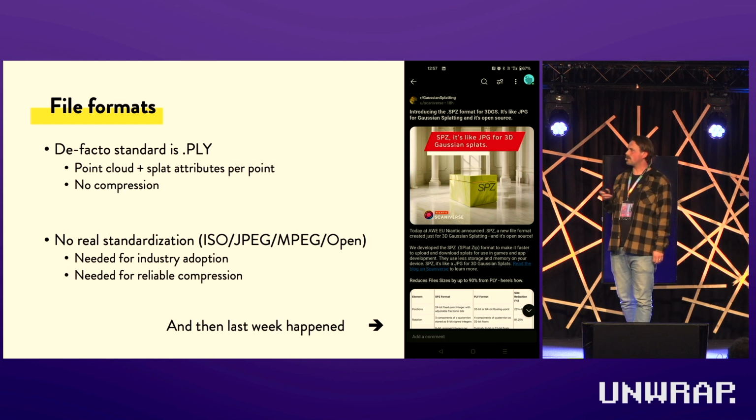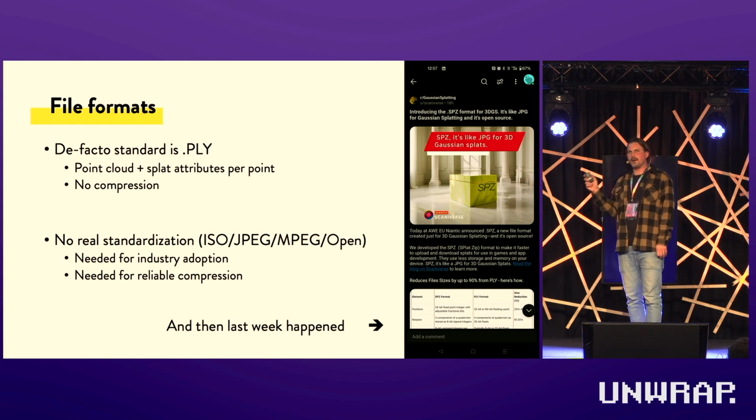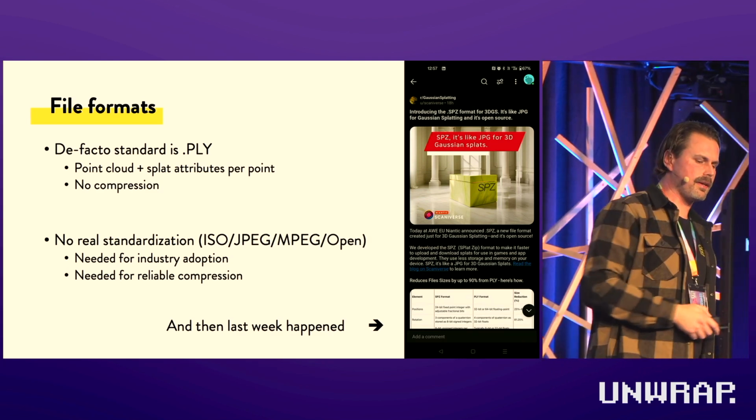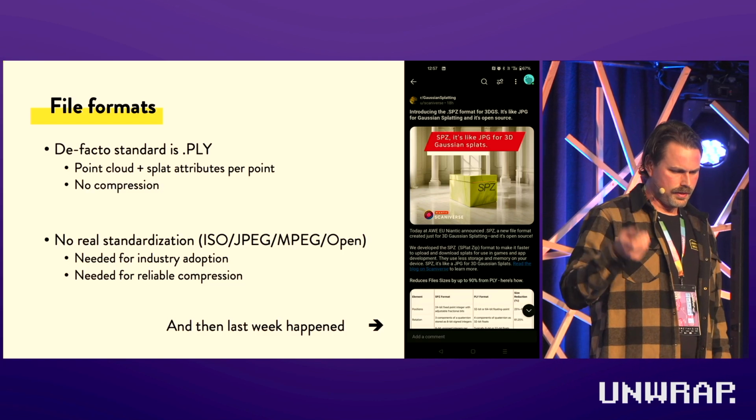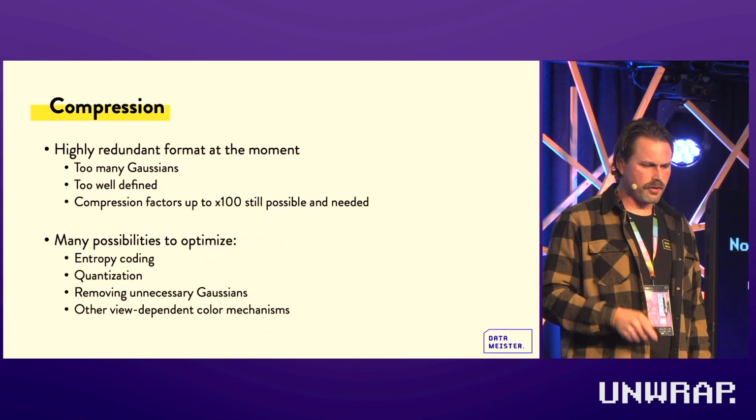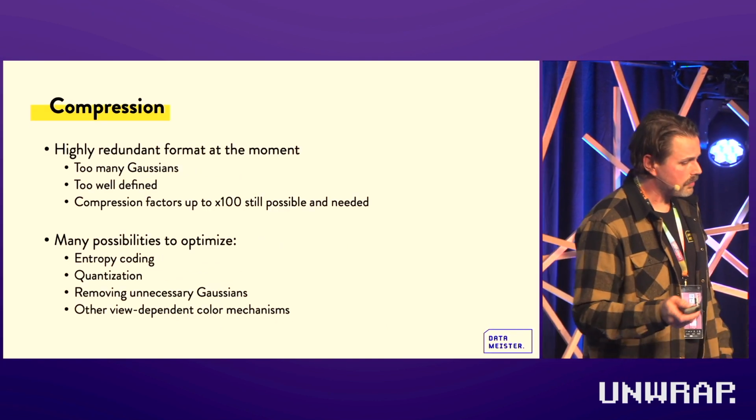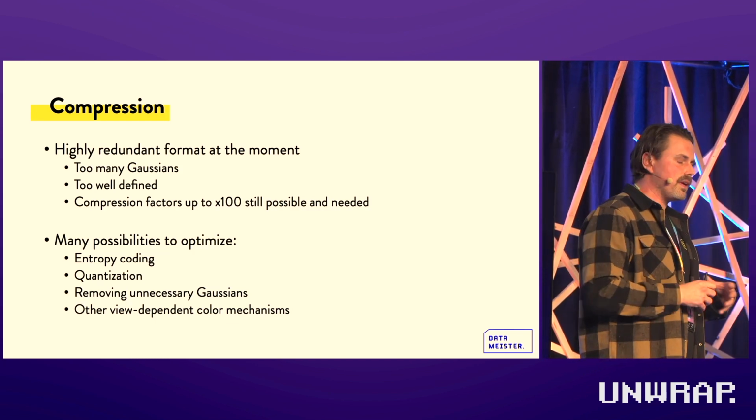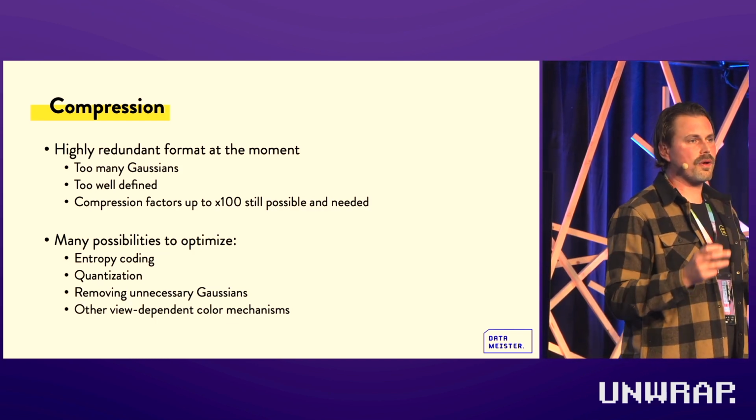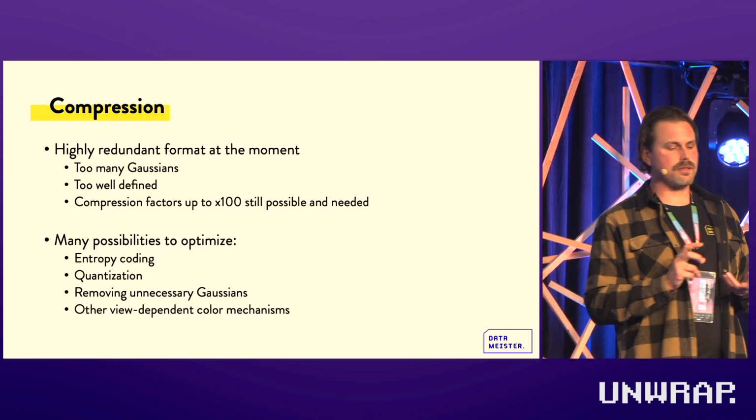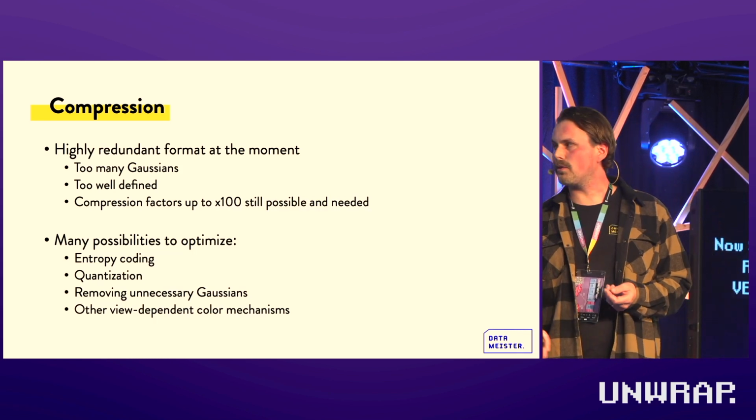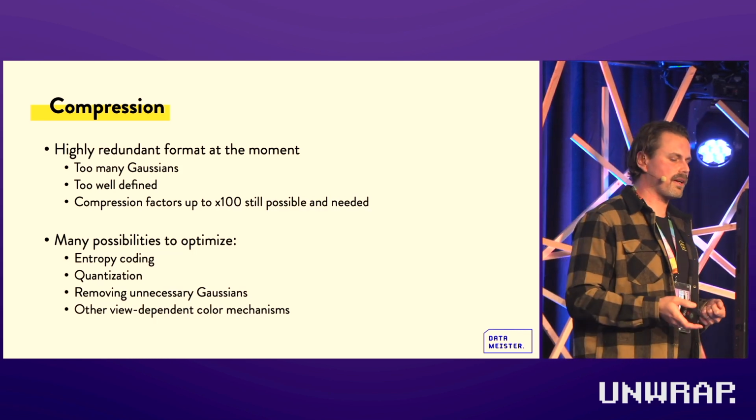It's not the first one that I saw. It's from Niantic. Not sure if it's even open, but I could see them trying to push this through to JPEG or MPEG to get this more like a real standard. But it's still early days for that. Why is compression important? Well, at the moment, there are typically way too many Gaussians. They're too well defined, too high precision, or too many parameters. Compression factors up to a factor of 100 are still possible and needed to make it practically possible.